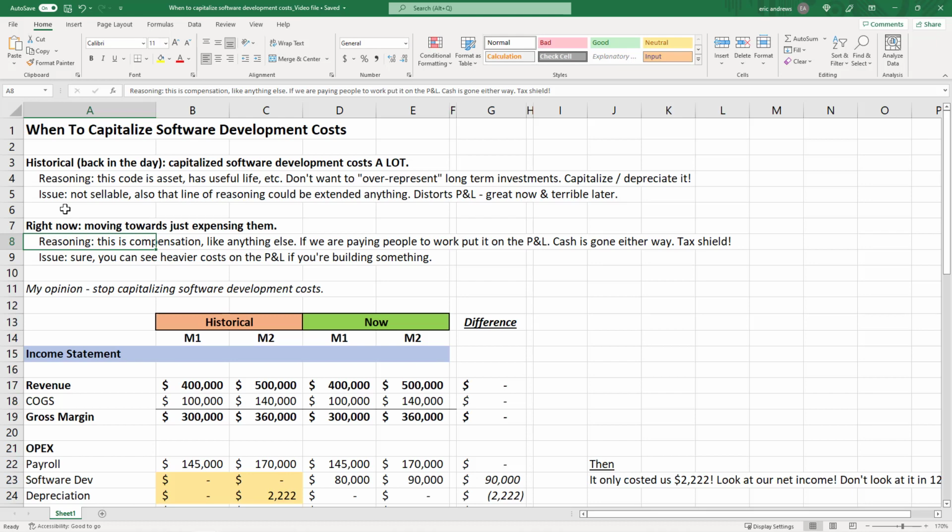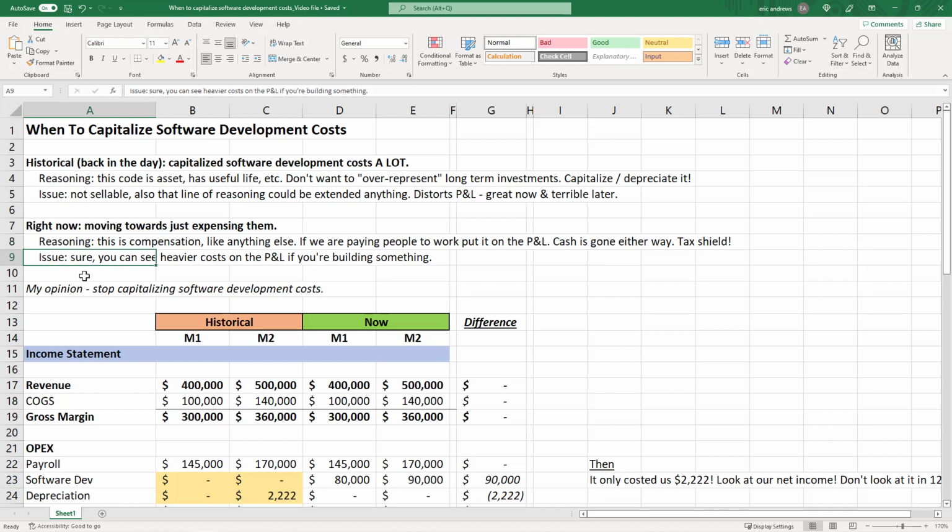The other thing is that it lowers your net income more, which actually gives you more of a shield from taxes. So even though the same cash outlay is happening around the software development, you'll actually pay less taxes. And we're going to look at that here in a second. It's a very interesting argument for expensing your software development.